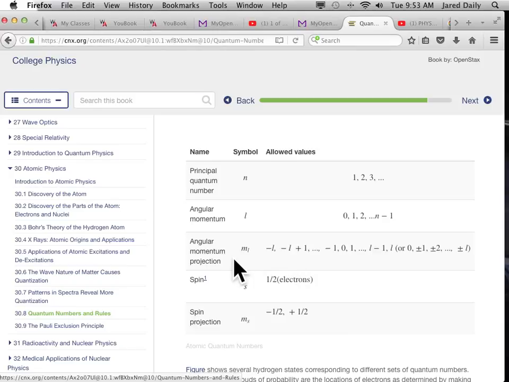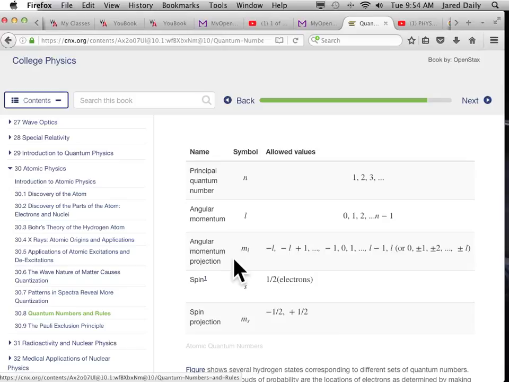So M sub L can be anything between negative L and positive L, including 0. Those are all the possible quantum numbers for M sub L. Does that make sense? Okay, so M sub L is just another number that represents an energy, a part of the energy of this atom, or part of the characteristics of this electron in the atom.